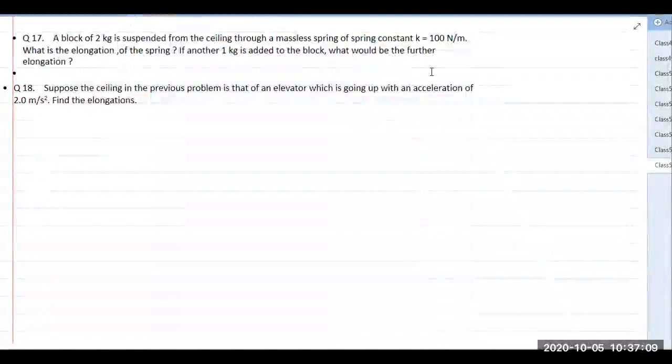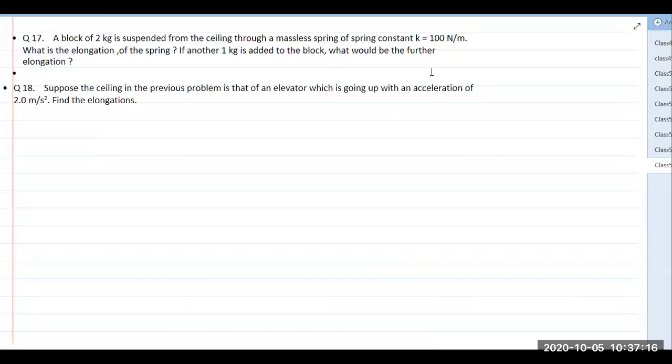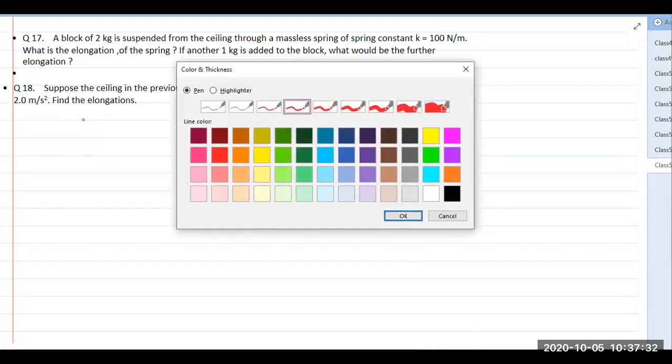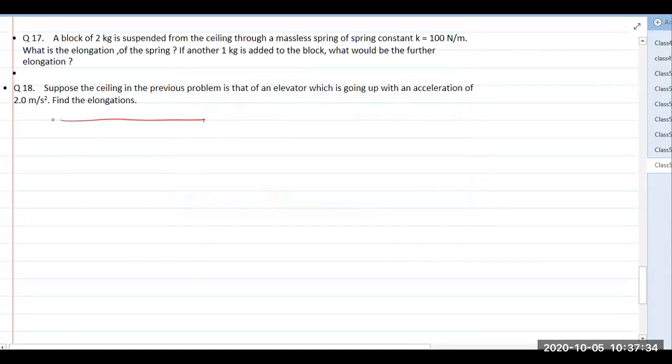The question is, suppose the ceiling in the previous problem is that of an elevator which is going up with an acceleration of 2 meters per second square. Find the elongation. We have to apply a pseudo force here because the lift is accelerated. If we consider a lift, and inside the lift we are considering the spring, and now the object is hanging.